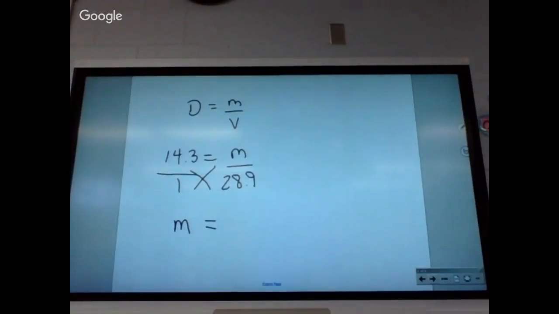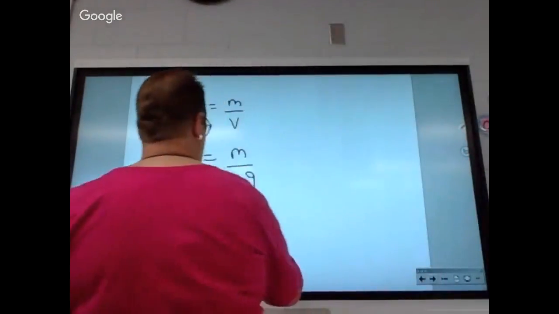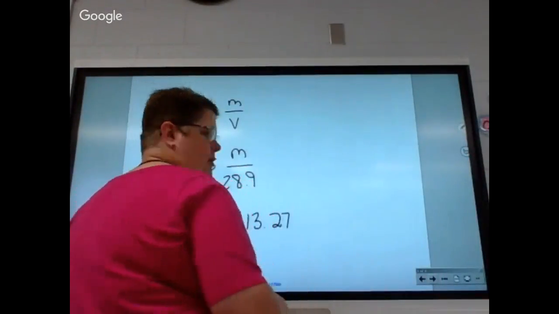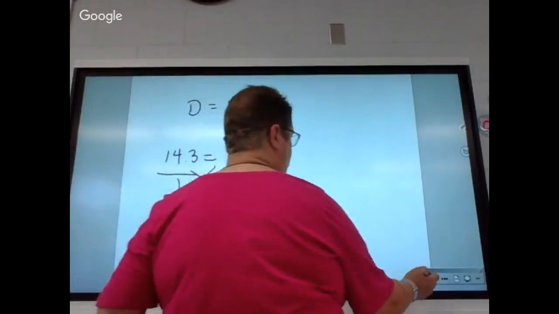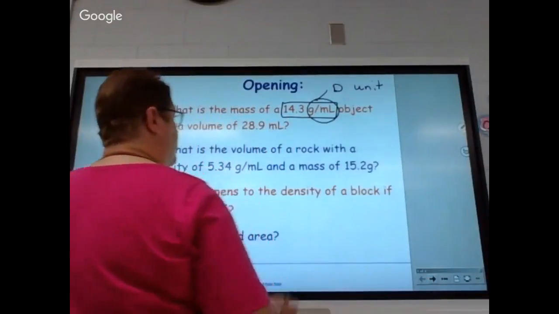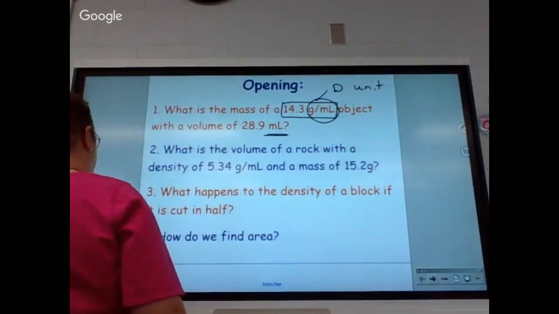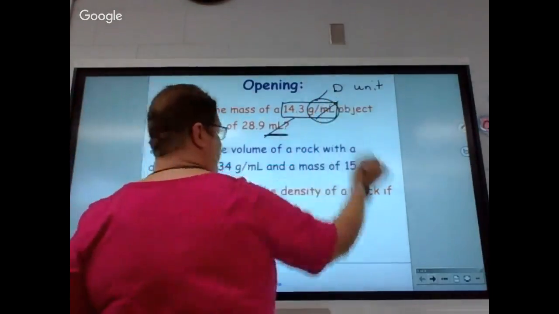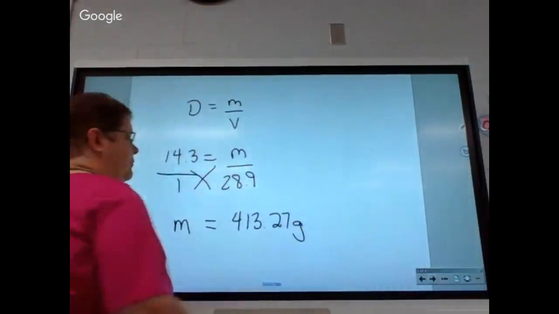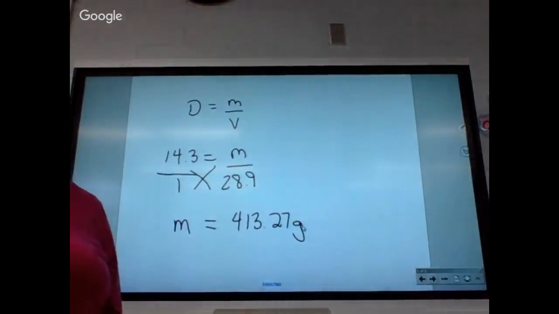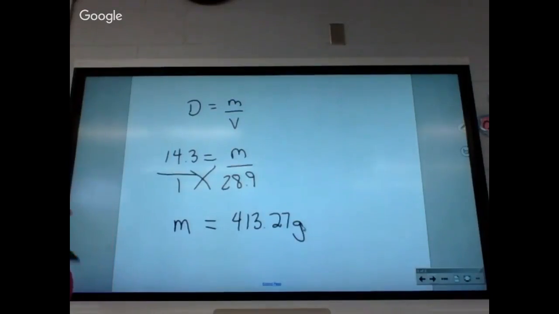So 14.3 times 28.9 is 413.27 grams. Now, if you were not sure how we got grams, look back at your units. Grams over ml. What's going to happen to the mLs? They cancel out, and we're left with grams. Does that make sense? Because we're going to practice this in a couple minutes, for those of you who forgot.